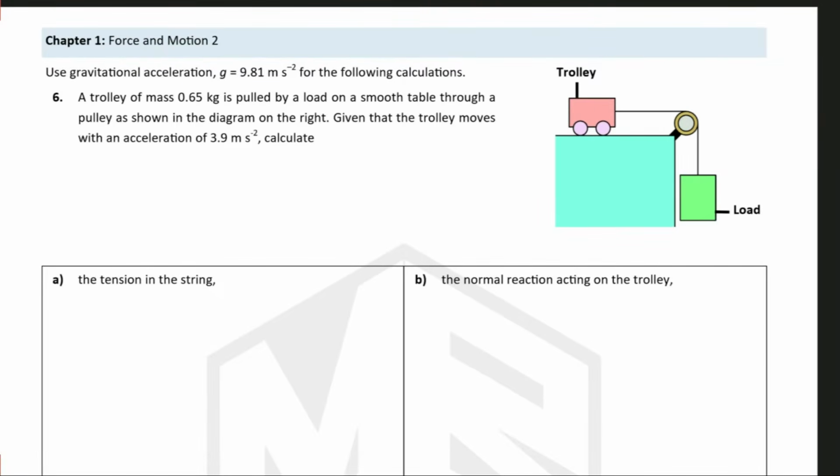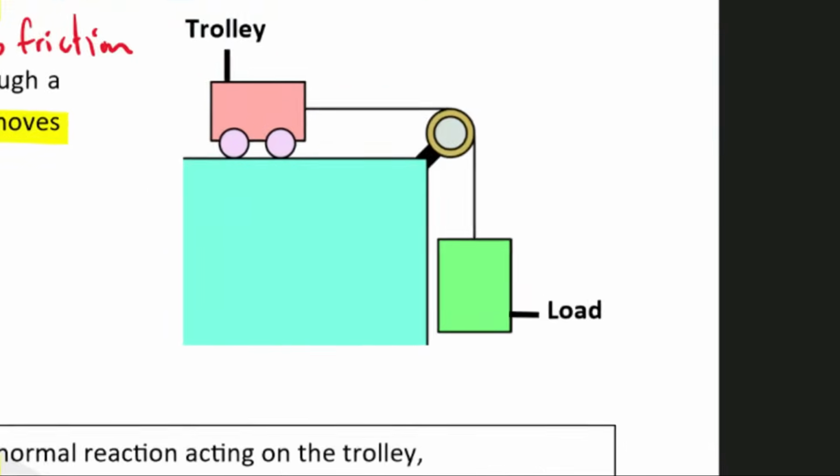Next, let's look at objects with pulley systems like this. A trolley of mass 0.65 kg is pulled by a load on a smooth table. Smooth table means there is no friction or negligible friction, through a pulley as shown in the diagram on the right. Given that the trolley moves with an acceleration of 3.9 meters per second squared. Let's take a closer look at the objects here.